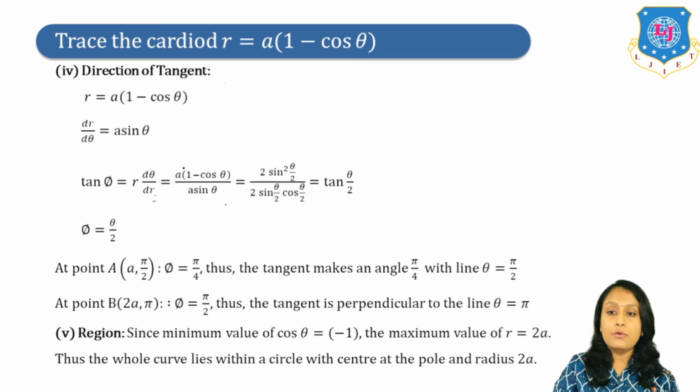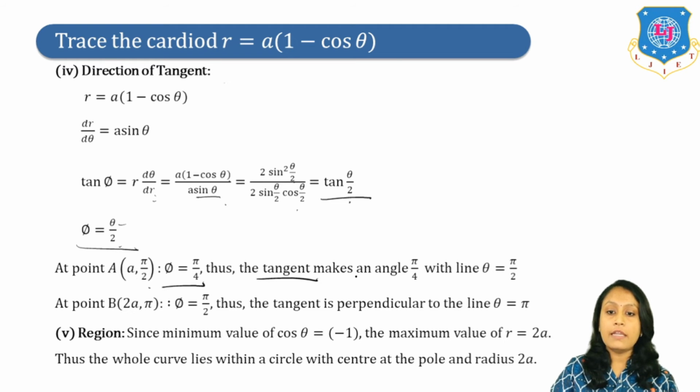Now we will use the formula 1 − cos θ = 2 sin²(θ/2), and this sin θ we can write as 2 sin(θ/2) cos(θ/2). The 2 will get cancelled, and one sin(θ/2) will get cancelled, so we have tan(θ/2). So tan φ = tan(θ/2), therefore φ = θ/2. At the point (a, π/2), θ is π/2, so φ will be π/4.